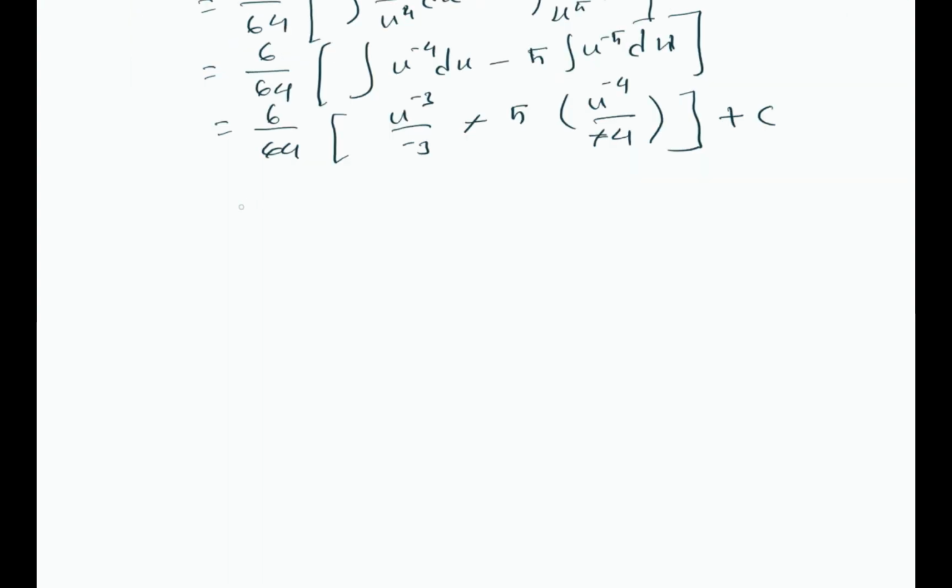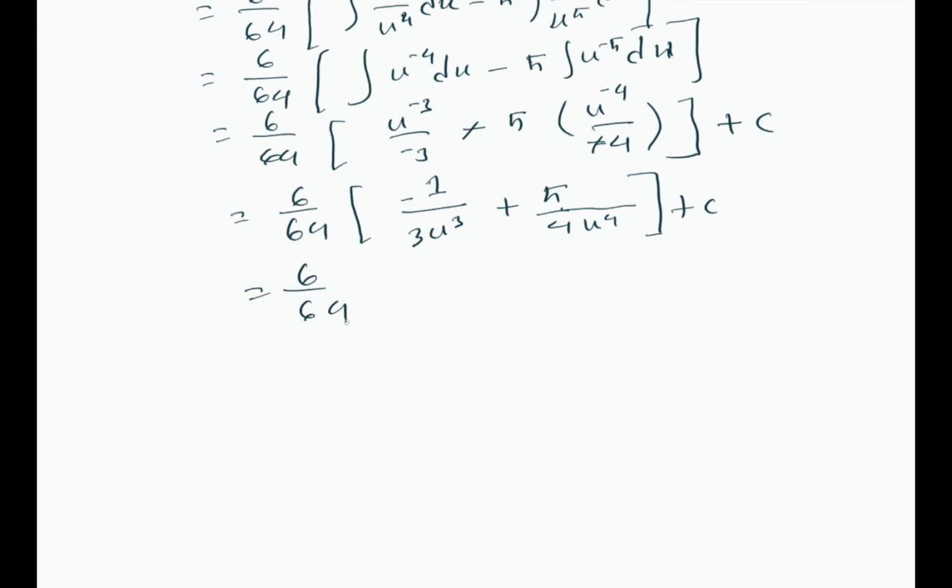So we can write 6 over 64, third bracket. So minus, what I can write, minus 1 over 3 u to the power 3, right? And then plus 5 over 4 u to the power 4, right? Then plus c, 6 over 64, and then we can take the lowest common multiple.